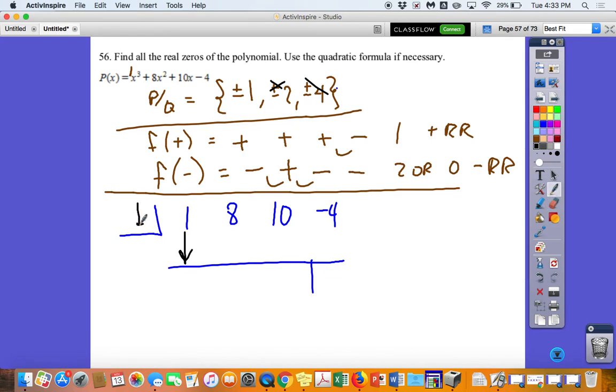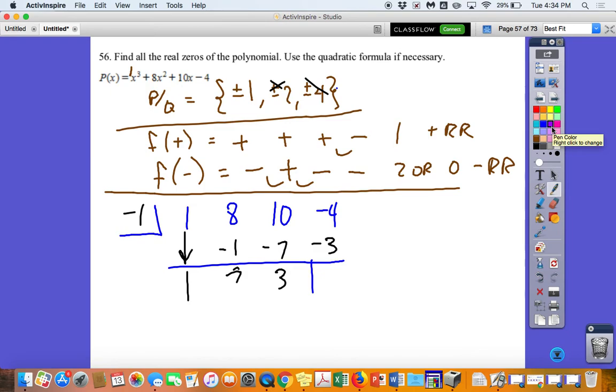Okay, so put your 1. 1 times 1 is 1. That's going to be 9. 1 times 9 is 9. I mean, it's still blowing up, isn't it? So I bet that positive real root is going to be a crazy radical. So let's see if negative works. So that's going to be a negative 1. Well, that takes me down to a 7. That'll be a negative 7. And that makes 3. So it'd be a negative 3, and that didn't work either.